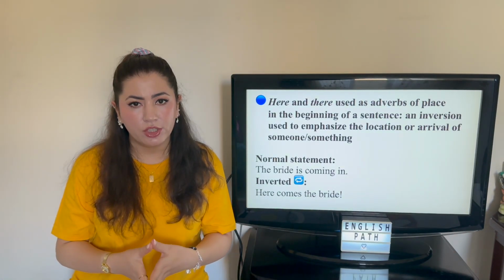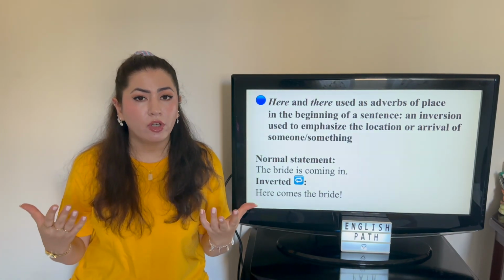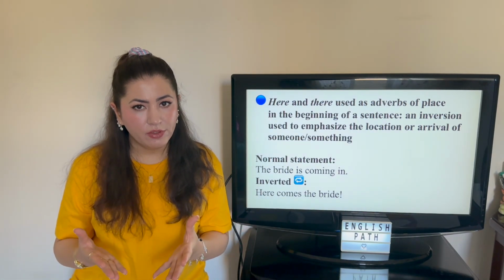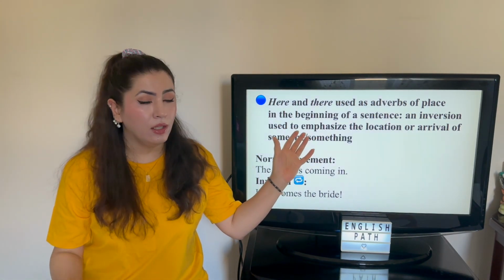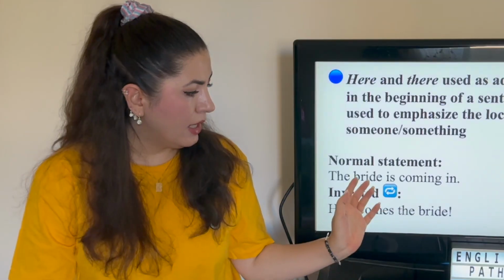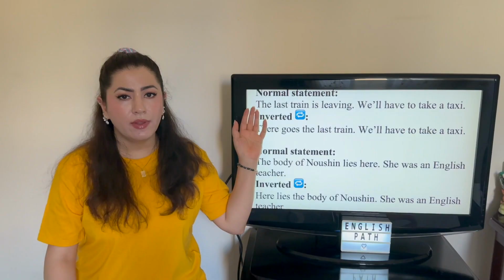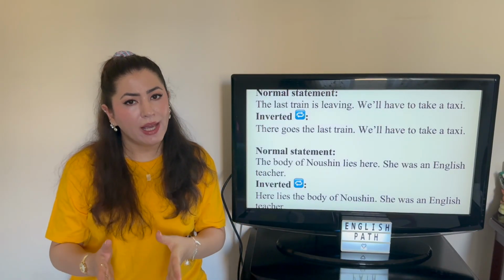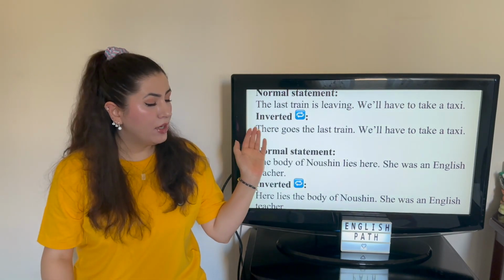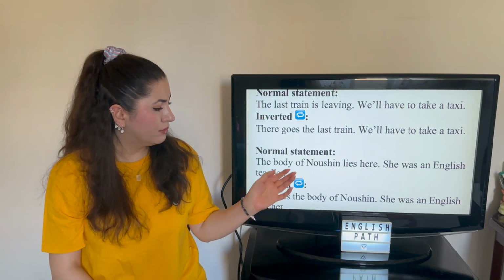Another case of inversion is when a sentence begins with "here" or "there," used as adverbs of place. This type of inversion is used to emphasize the location or arrival of somebody or something. For example, the bride is coming in. Here comes the bride. The last train is leaving. We'll have to take a taxi. There goes the last train. We will have to take a taxi.